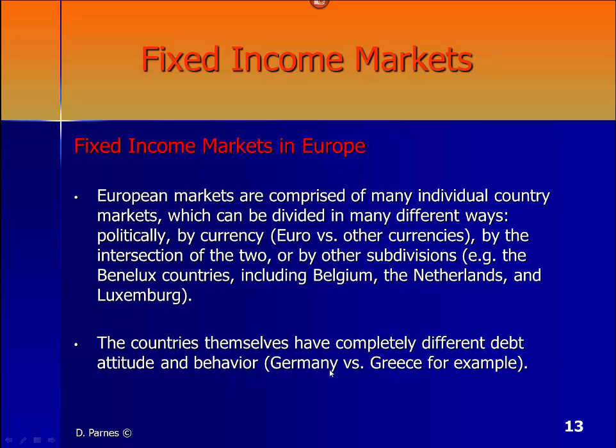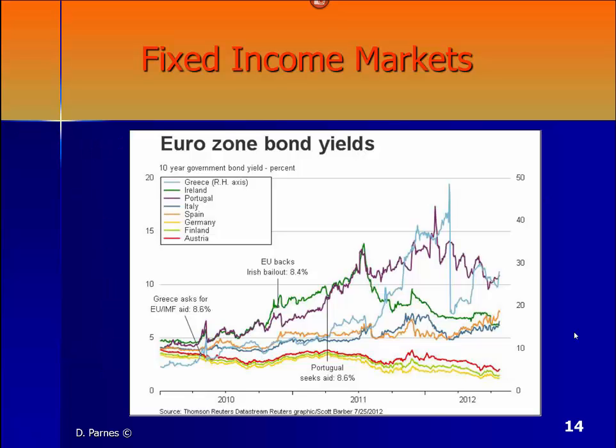Germany is a big lender. They have a surplus of money and they are lending, by the way, in many cases to Greece. So there are different cultures, different attitudes towards debt and sovereign debt in Europe also. So it's definitely not a homogeneous market.